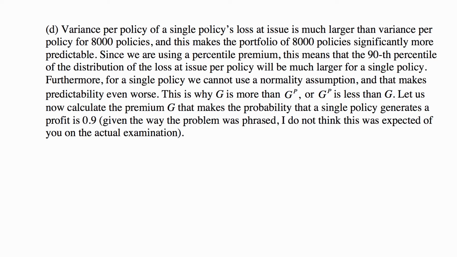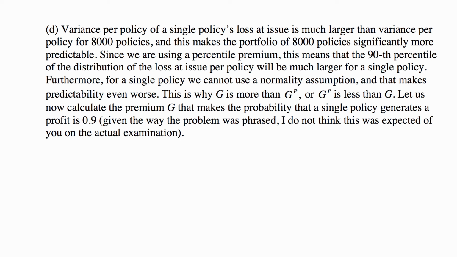Since we are using a percentile premium, this means that the 90th percentile of the distribution of the loss at issue per policy will be much larger for a single policy. And it's per single policy that we're looking at here. Furthermore, for a single policy, we cannot use a normality assumption, and that makes predictability even worse because we would have to actually know the exact structure of the distribution of the losses for that specific policy. While for a sum of them, we approximate the sum with a normal distribution. And this is why G is more than G_P, or G_P is less than G.